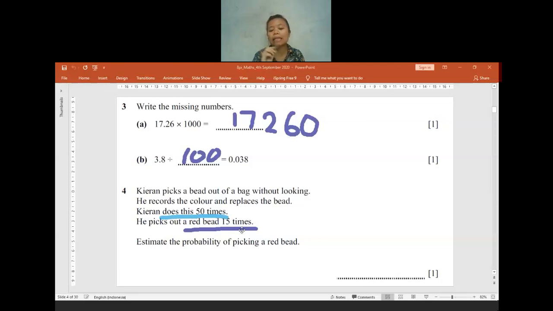Now the question is asking the probability of picking a red bead. So what is the probability? How many red beads? 15 out of 50. Yeah, 15 out of 50. The number of reds that you have out of the number of experiments. So it will be 15 out of 50. Can we simplify it? You can simplify. 3 out of 10. Okay, yeah, 3 out of 10.